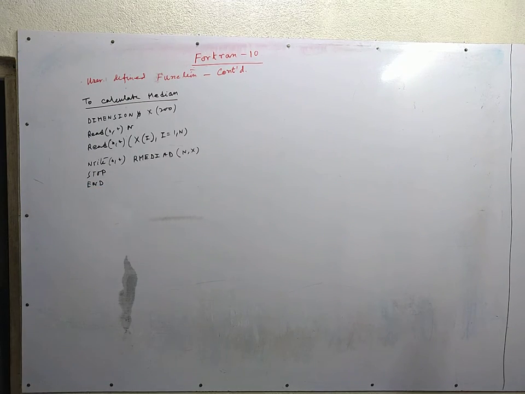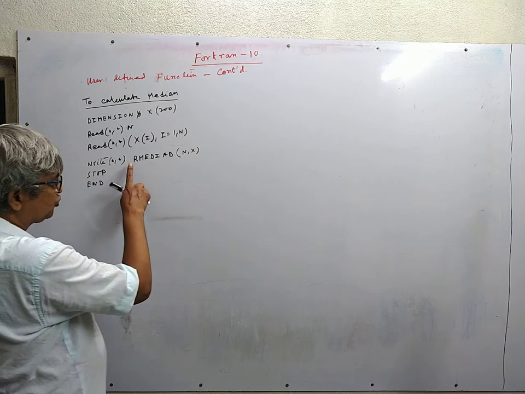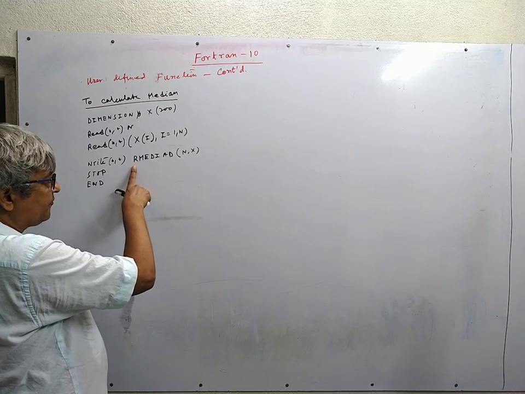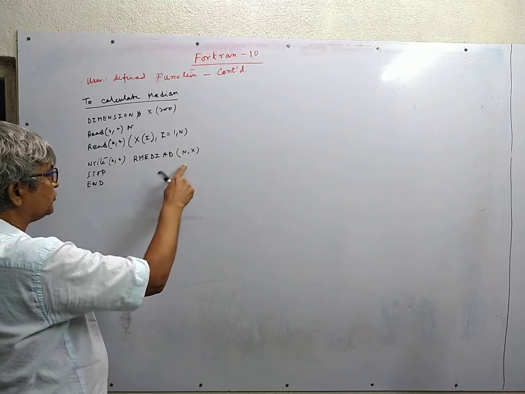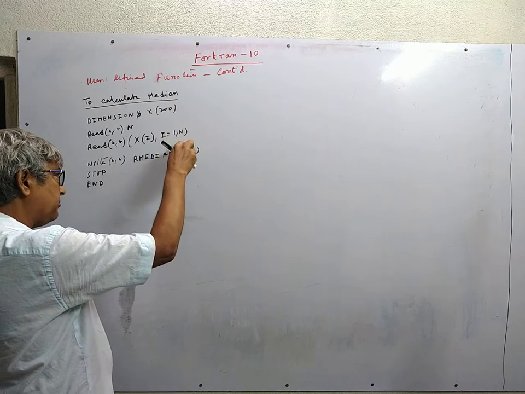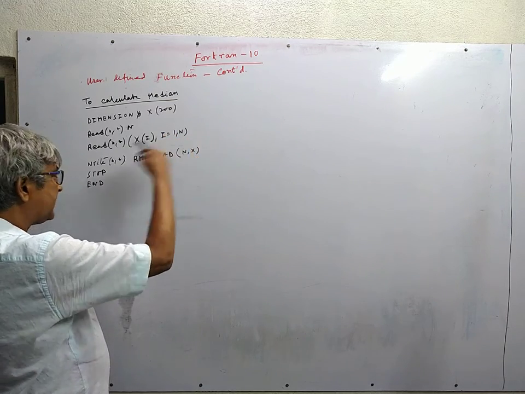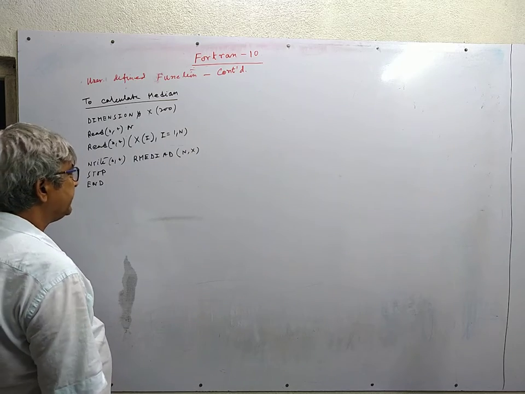So this is the main program. It reads the number of data to be handled and the n data, and then asks the function median. R is written so that the quantity is real, and it asks this function, which will take the number of data and the corresponding data, and will calculate the median.